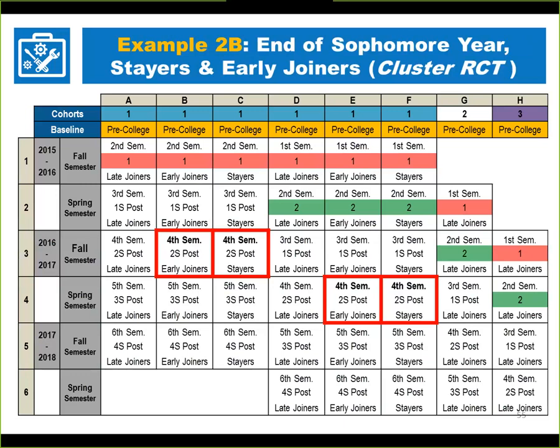And then if the impact analysis focuses on sophomores who were present in schools at the time of random assignment and soon after, in other words, both stayers and early joiners, then outcomes would be measured for students shown in 4 cells, those cells that are outlined in red. Specifically, students in the sample would be the same grade level. All students would have completed their 4th semester in college.